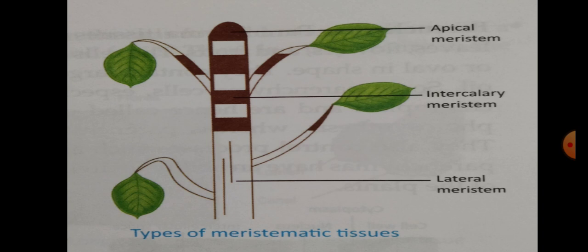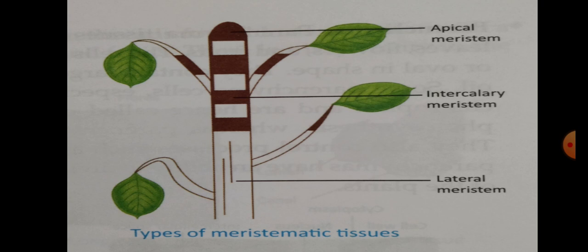Apical meristem, what it is responsible for, is how it works. Apical meristem is responsible for the vertical growth of the plants. As the plants grow in height, growing taller, it helps in the vertical growth of the plant, and that is called primary growth.